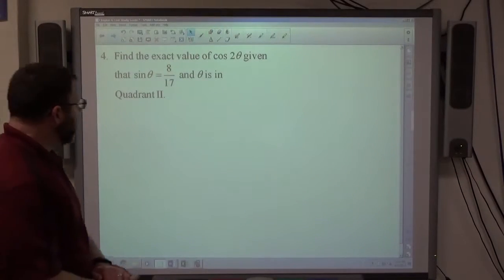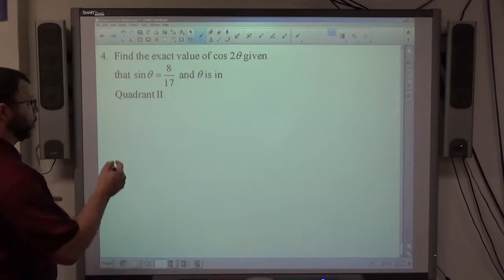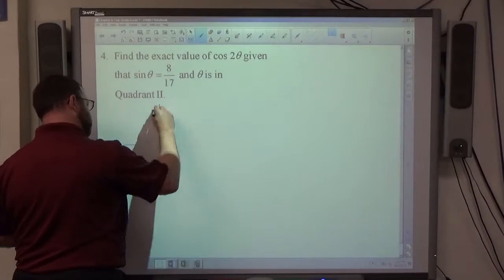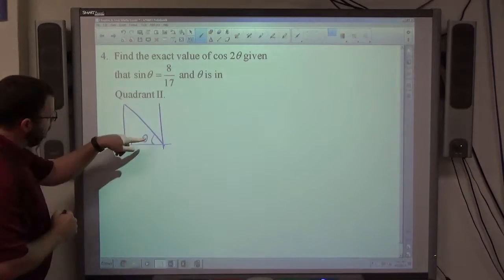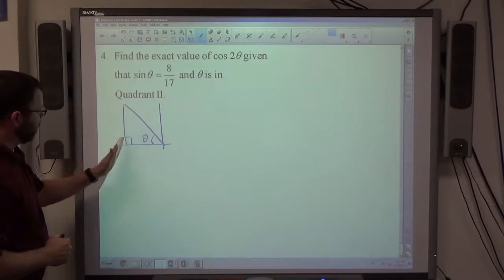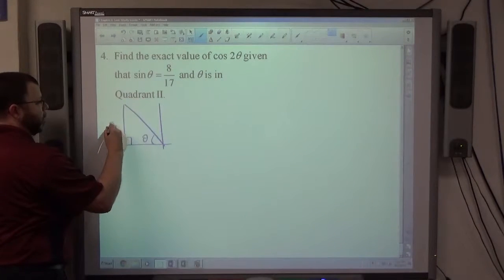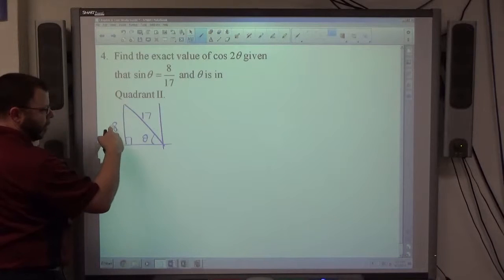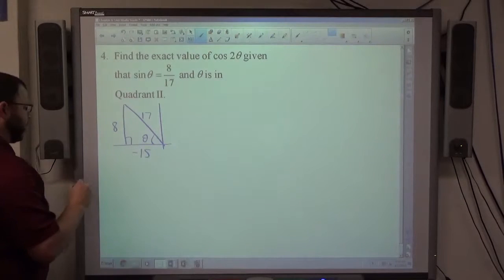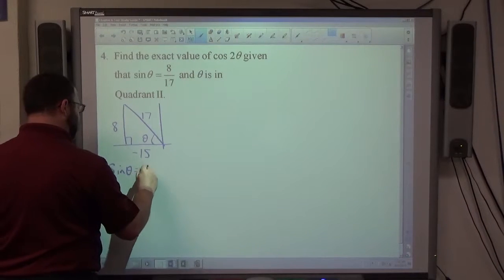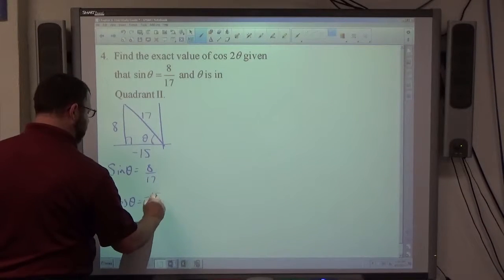Number 4, find the exact value of cosine of 2 theta given sine of theta is 8/17 and theta is in quadrant 2. So quadrant 2, once again draw it in the right quadrant. There's theta. Always draw from the vector to the x-axis for the angle and straight to the x-axis with the right angle for the remainder of the right triangle. Sine is opposite over hypotenuse, so 8/17. Once again, Pythagorean triple, 8, 15, 17. Since we're going left here, that's a negative 15. So I can see very clearly the sine of theta is equal to 8/17, as we already knew. Cosine of theta is going to be negative 15/17.